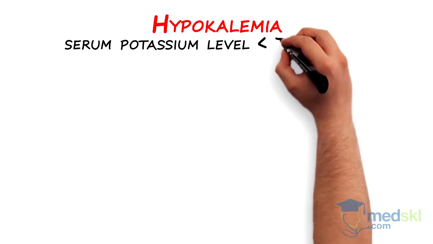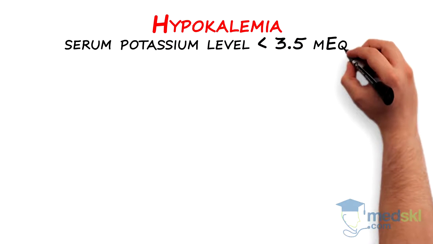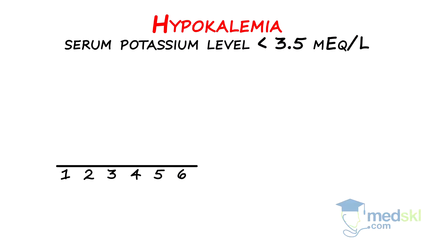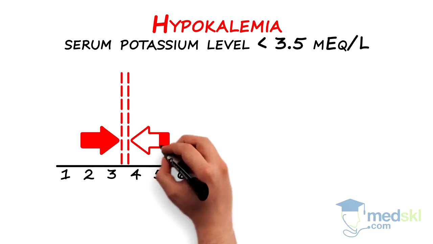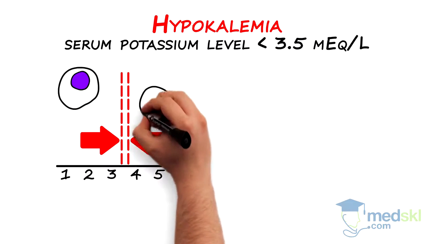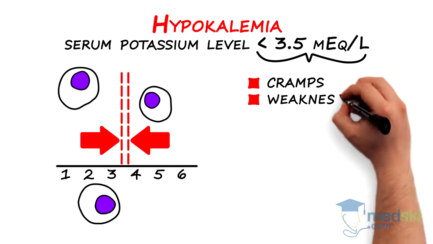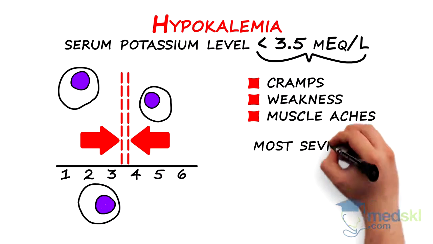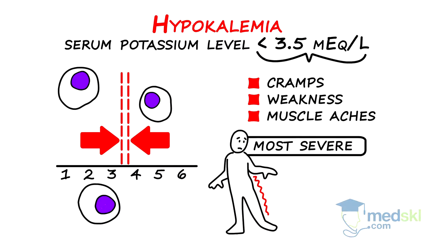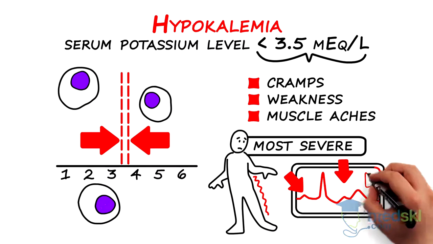Hypokalemia is defined as a serum potassium level less than 3.5 milliequivalents per liter. This level is tightly regulated and plays a crucial role in a wide array of cellular functions. When potassium levels fall, patients may experience cramps, weakness, and muscle aches. At its most severe, patients can experience paralysis and changes in cardiac conduction.